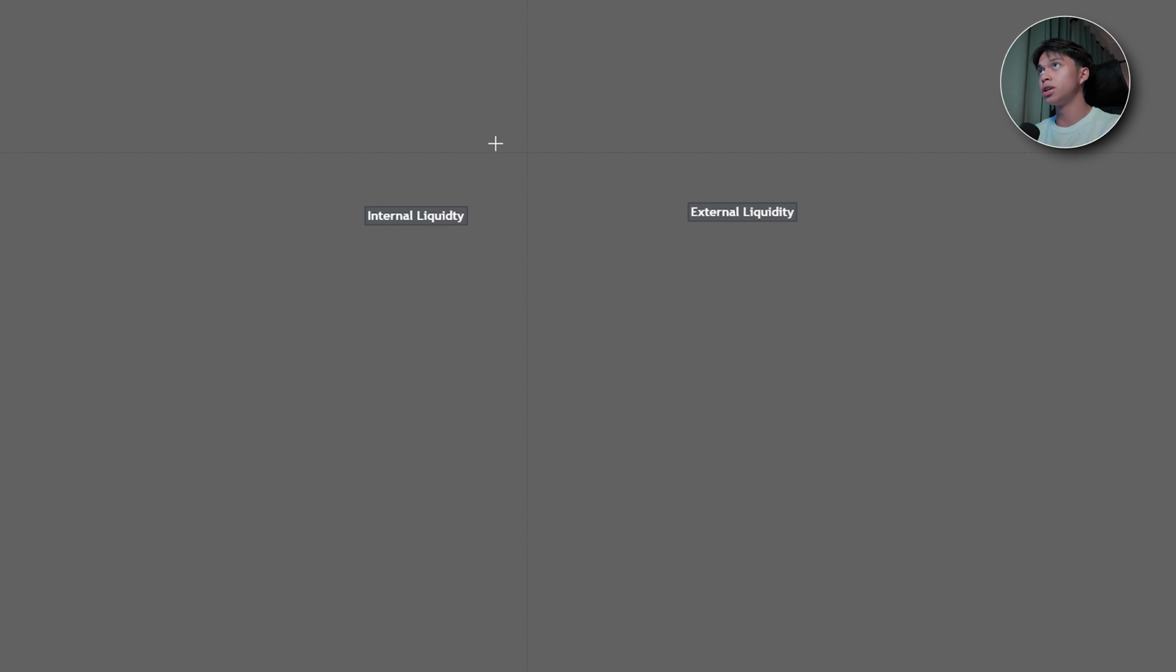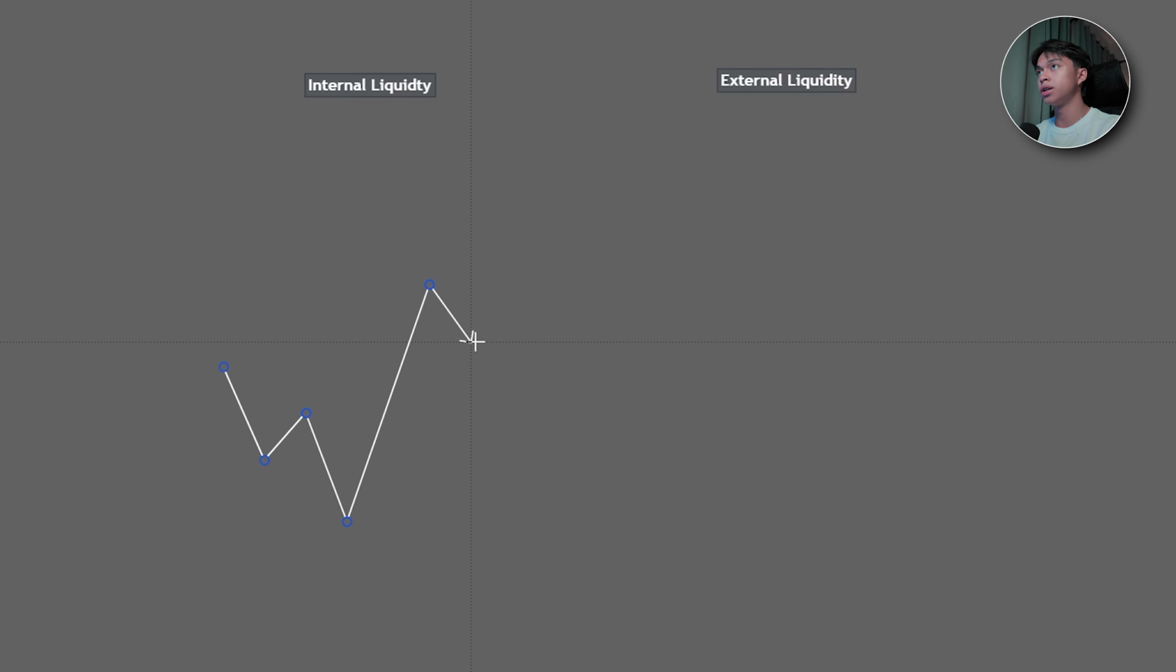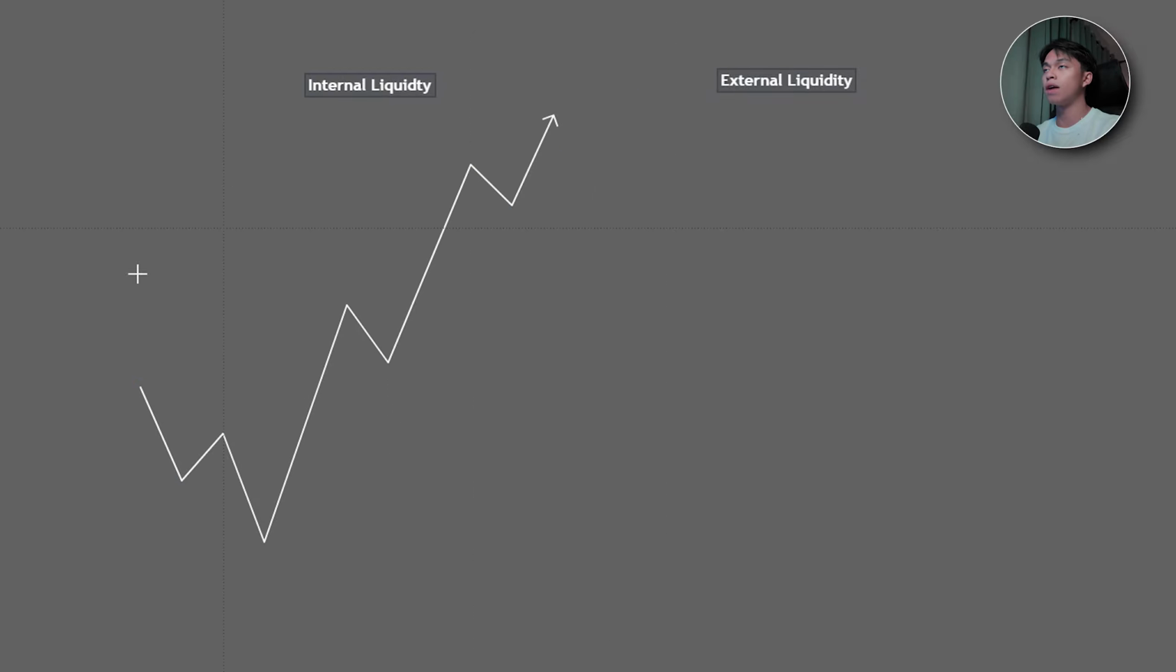Now, internal liquidity is usually what you find when the market is going down, for example, like this, and it creates a trend and a pattern. When you see something like this, a lot of times people have a hard time knowing how to actually mark internal liquidity, when the internal liquidity got swept, and when the external liquidity is going to get targeted next.